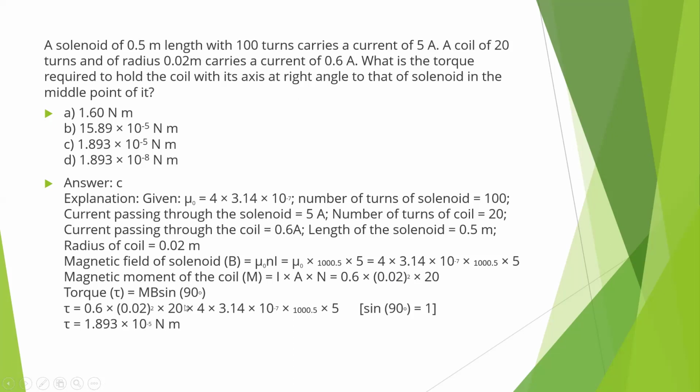Okay, so torque is M B sin θ. M you already got, B you already got. So M B sin 90 degree, since we have to find the torque at a right angle. So you give sin 90 degree and just solve it. You will get 1.89 × 10^-5 Newton meter.